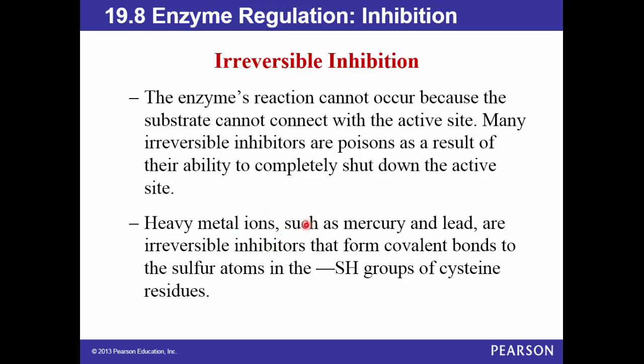Now, heavy metal ions such as mercury and lead are examples of irreversible inhibitors that form covalent bonds to the sulfur atoms in the SH groups of cysteine residues. Suppose an enzyme has an SH group at its active site, a cysteine residue. Then these heavy metal ions, like mercury and lead, form a covalent bond to the sulfur atom here, making the inhibition irreversible.